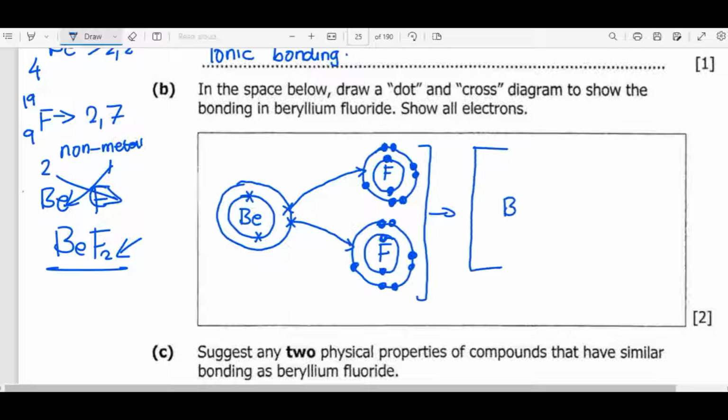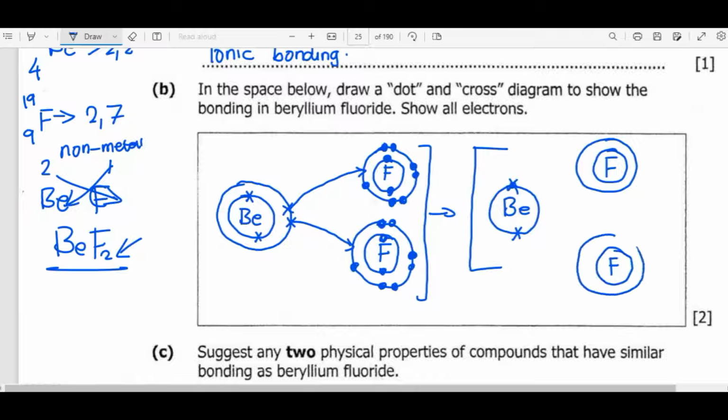Then we can now finish our structure. For beryllium, we just write the first shell, since the outermost shell we will not put into consideration. The electrons are given out. So we have first shell, second shell, first shell, second shell, right? So we have 1, 2, 3, 4, 5, 6, 7, 8, plus the one that was received. Then we do the same. So we have now our beryllium fluoride.